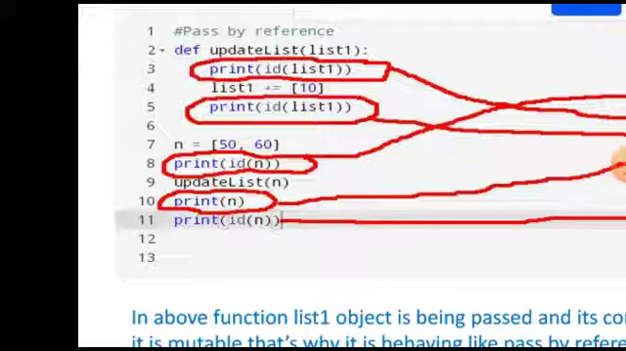In the update list function, first we update the list by adding the element 10 to it, and then we again use the id function to check whether the id of the object has changed after the update or not. What is the purpose of this print function in line number 5? It is a very important concept. The objective of the print statement in line number 5 is to check whether the id of list1 after the update has changed, or whether it is the same id as before, that of the list n which was passed to it.